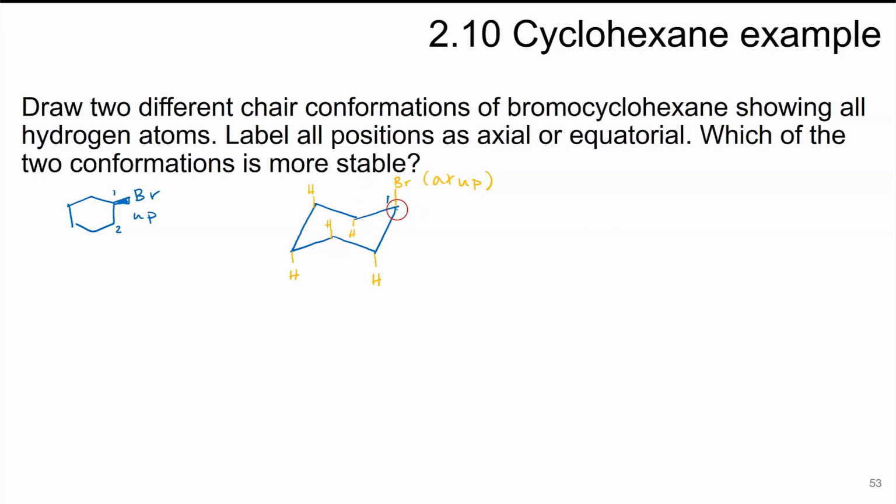So if this was up, this has to be equatorial down, and that is parallel to this line over here. This hydrogen will be equatorial up, which is parallel to that line. This is parallel to these two. This is going to be parallel to that line here. That's parallel to the next set, and this is parallel to these two lines. So this is one of the chair conformations with all of the hydrogen atoms. I'm going to label them now. All of the green ones are equatorial. These are axial.